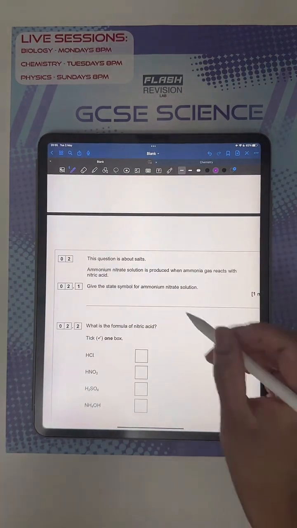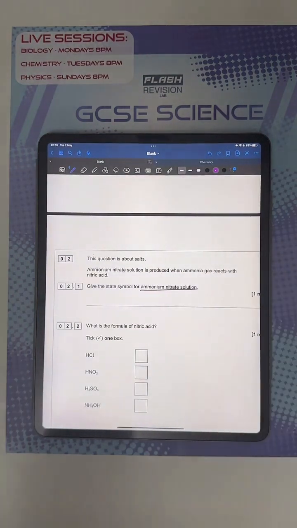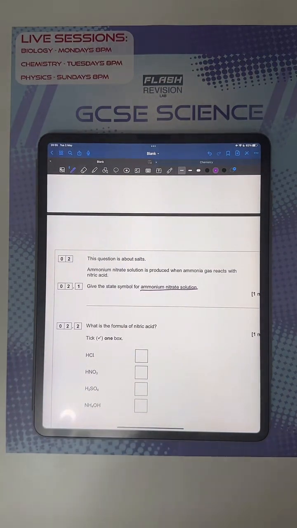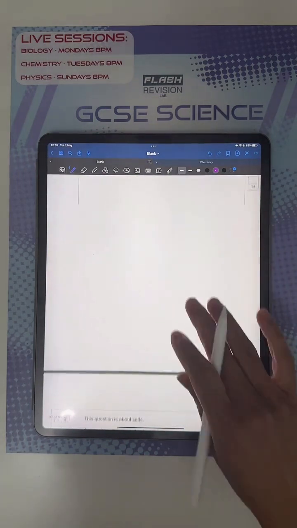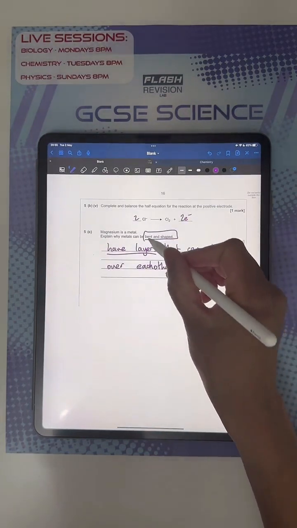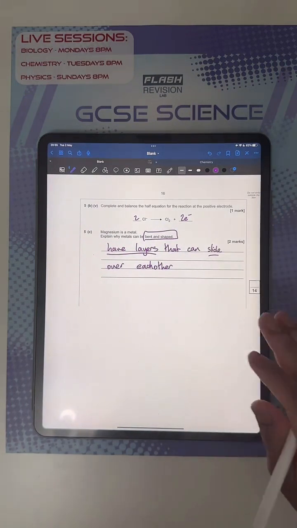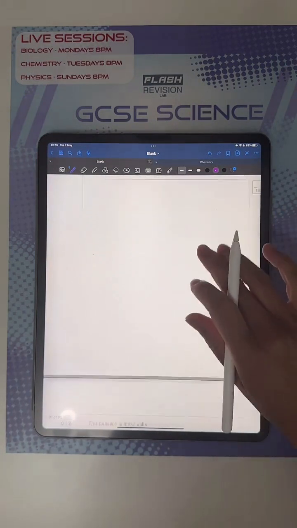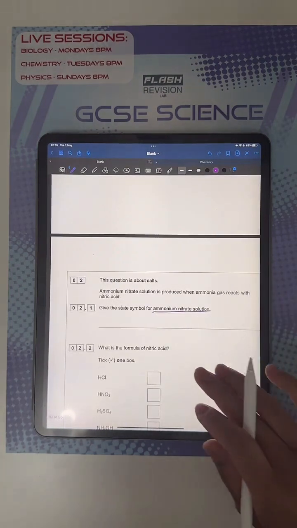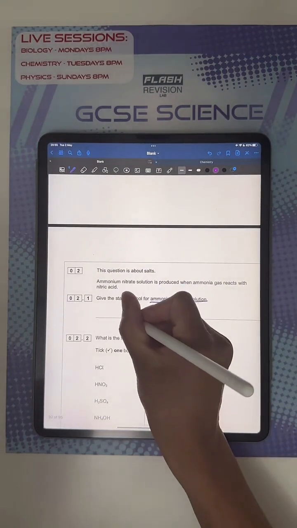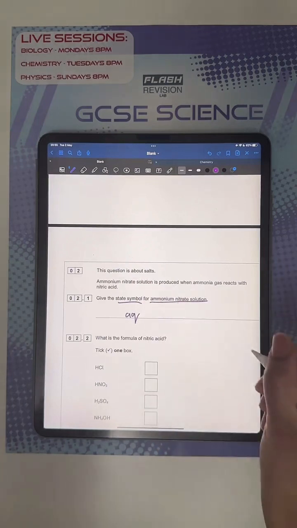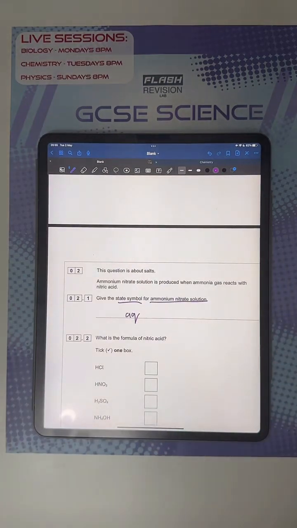State symbol for ammonium nitrate solution. What do you guys think? No, malleable will not get the mark there because it already basically tells you that it's malleable. It can be bent and shaped is basically them telling you it's malleable. So you wouldn't get a mark for saying that. Aqueous, yes. Rambate's asking for state symbol, so just write aq, don't write aqueous.